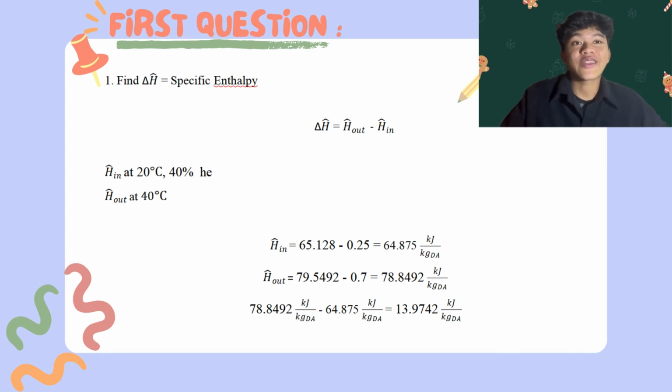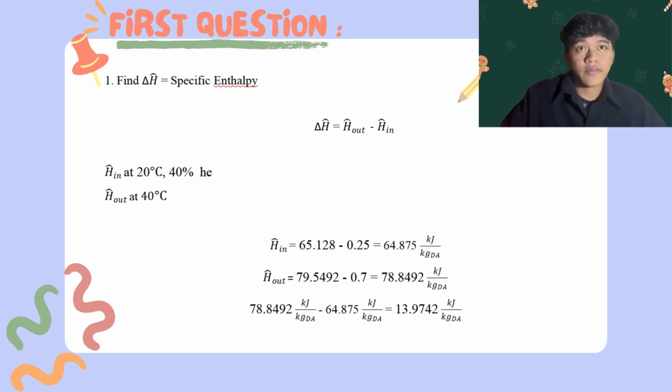Okay, let's look at the first question, which is to find delta H, which is the specific enthalpy. Delta H equals H out minus H in. First, we have to find H in at 25 degrees Celsius and 40% relative humidity, and H out at 40 degrees Celsius.